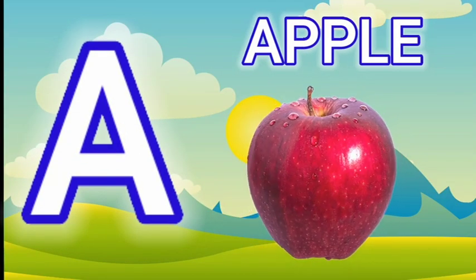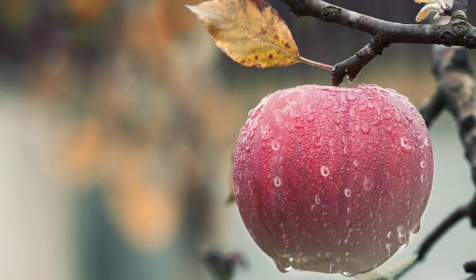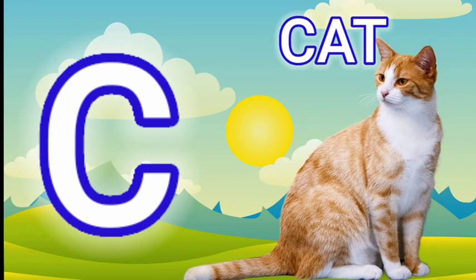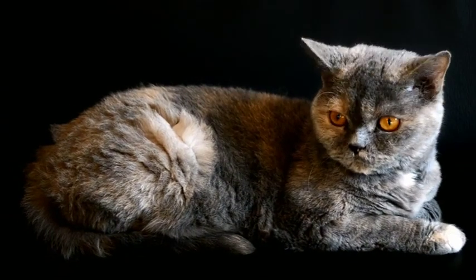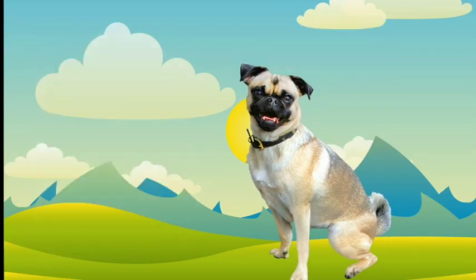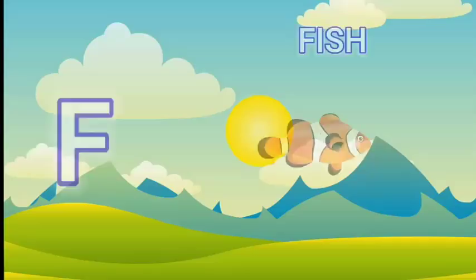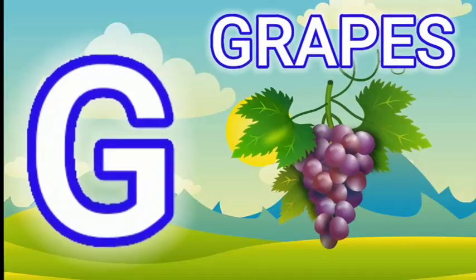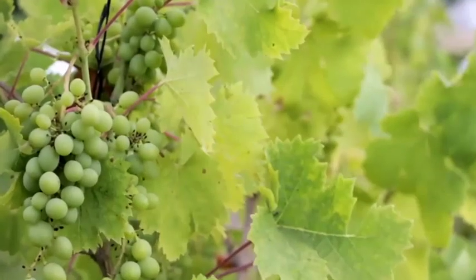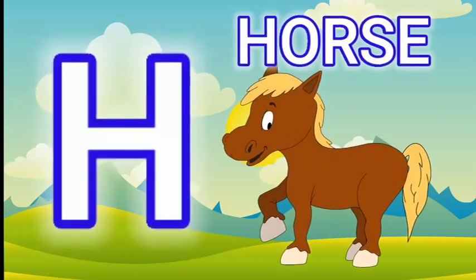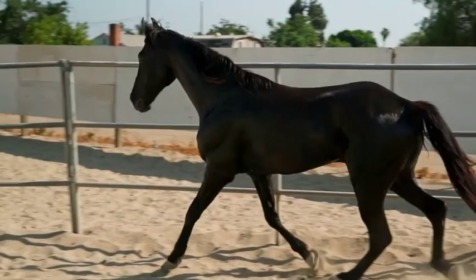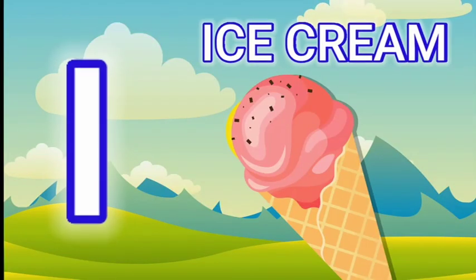A for apple. B for ball. C for cat. D for dog. E for elephant. F for fish. G for grapes. H for horse. I for ice cream.